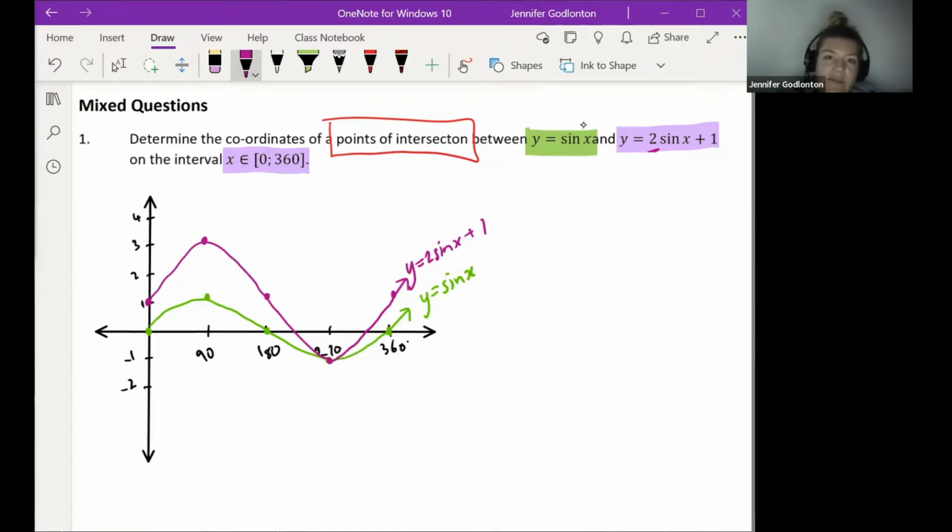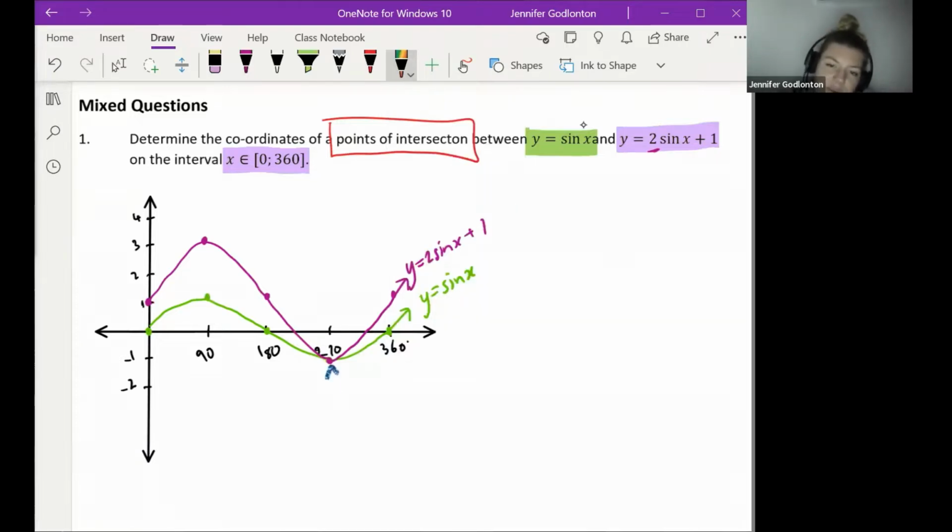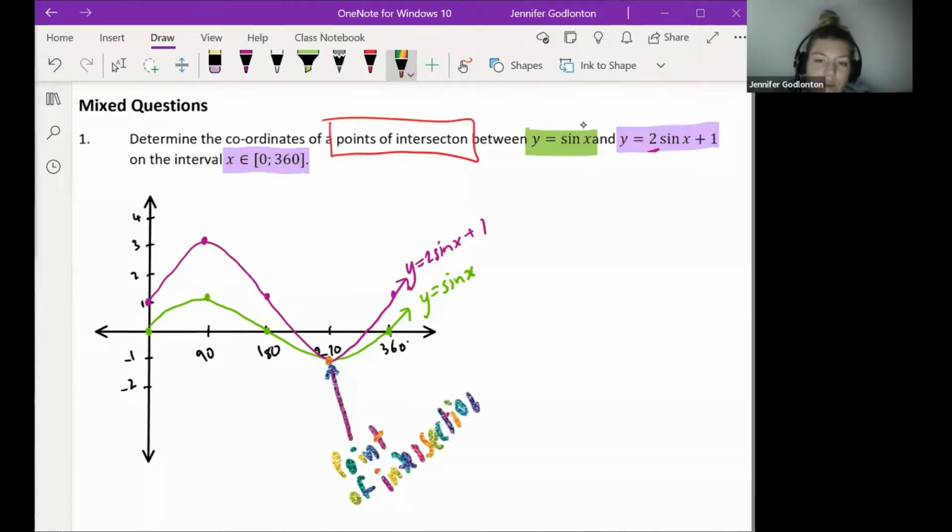Okay, so our point of intersection is, let's get our rainbow pen involved over here. Our point of intersection is where our graphs are at the same points. They touch at the same point. That's a point of intersection. So our coordinates of that point of intersection would be 270 degrees and -1. That's our point of intersection.